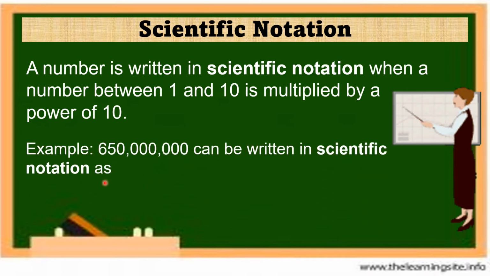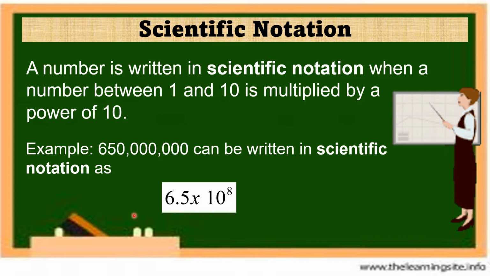Example, 650 million can be written in scientific notation as follows. We need to place a decimal point after the first non-zero digit. The first non-zero digit is 6, so we'll be placing the decimal point between 6 and 5. Then we count the number of digits to the right. 1, 2, 3, 4, 5, 6, 7, 8. So our answer is 6.5 times 10 raised to the 8th power.